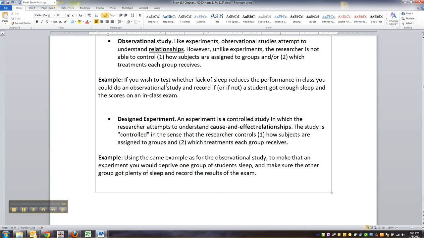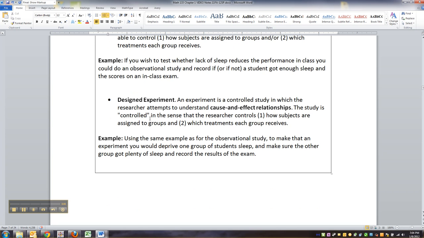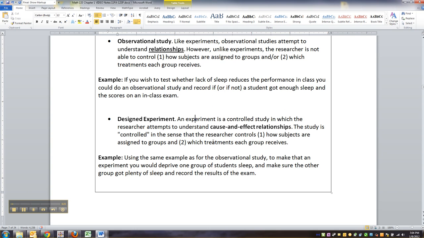Hey there, we're back. We just left off at the observational study, and now we're talking about the designed experiment. A designed experiment is a controlled study in which the researcher attempts to understand cause and effect relationships. The study is controlled in the sense that the researcher controls how the subjects are assigned to groups and which treatments each group receives.